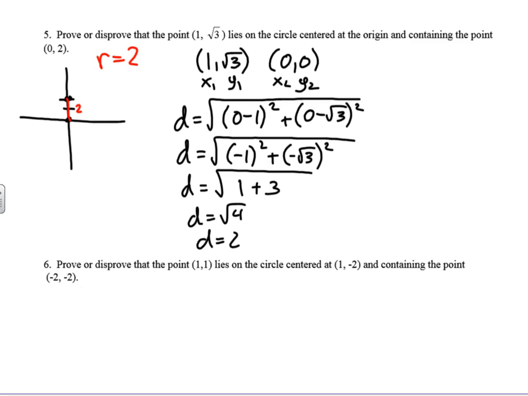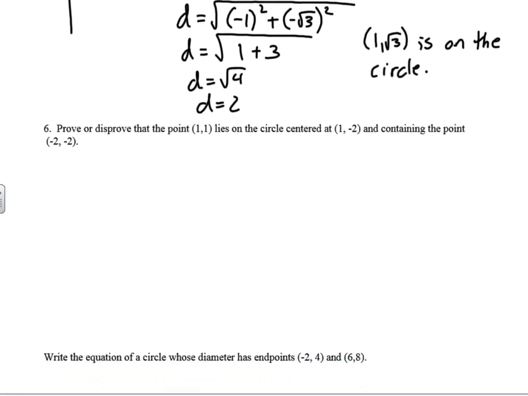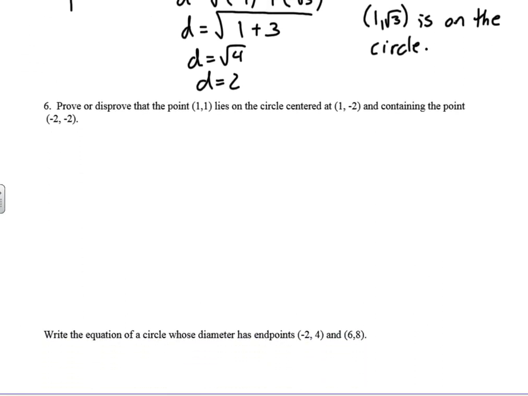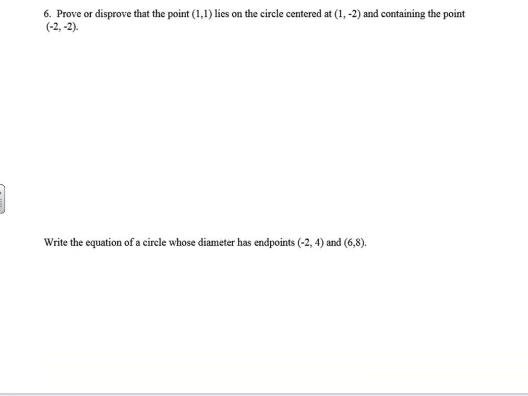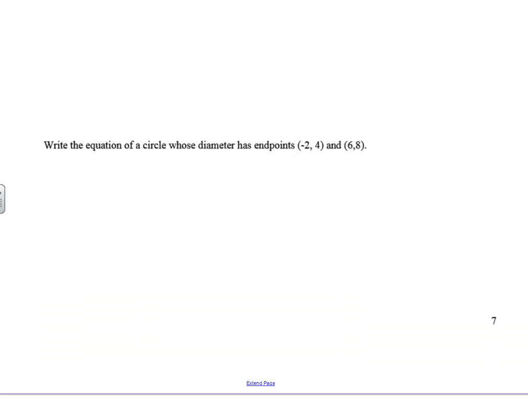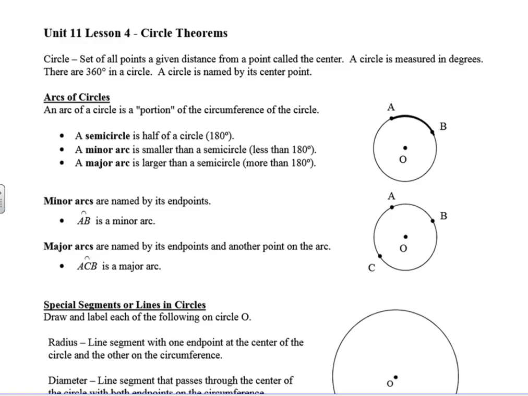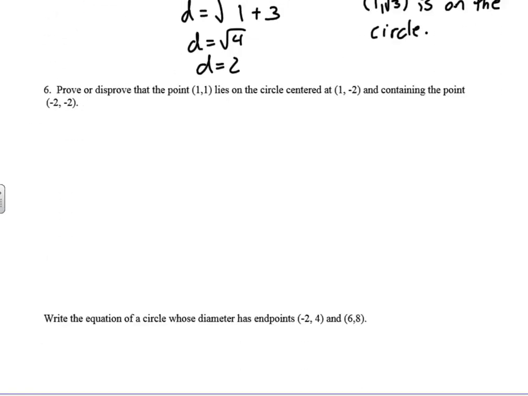So prove or disprove that the point is on the circle. Yeah, that's on the circle because it has the same radius. So (1, radical 3) is on the circle. Okay. I'm going to skip 6 and go down to this one here, because I think you kind of get the idea of what we have to do there.